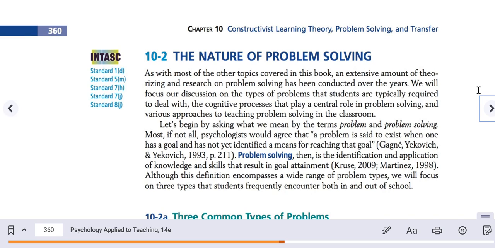Let's begin by asking what we mean by the term problem and problem solving. Most, if not all, psychologists would agree that a problem is said to exist when one has a goal and has not yet identified a means for reaching that goal. Problem solving, then, is the identification and application of knowledge and skills that result in goal attainment. Although this definition encompasses a wide range of problem types, we will focus on three types that students frequently encounter both in and out of school.